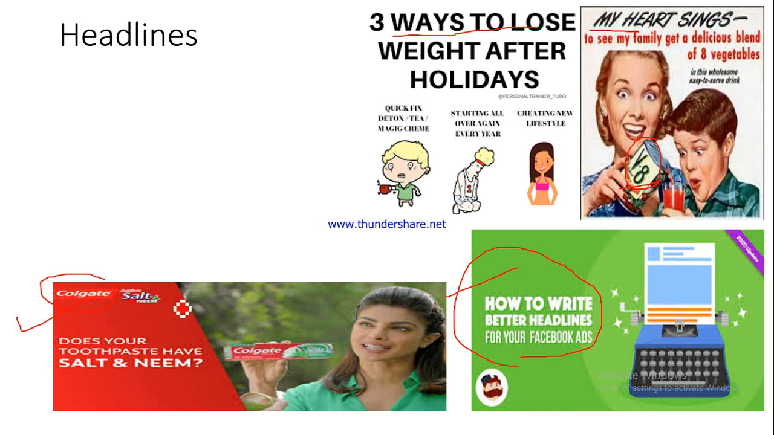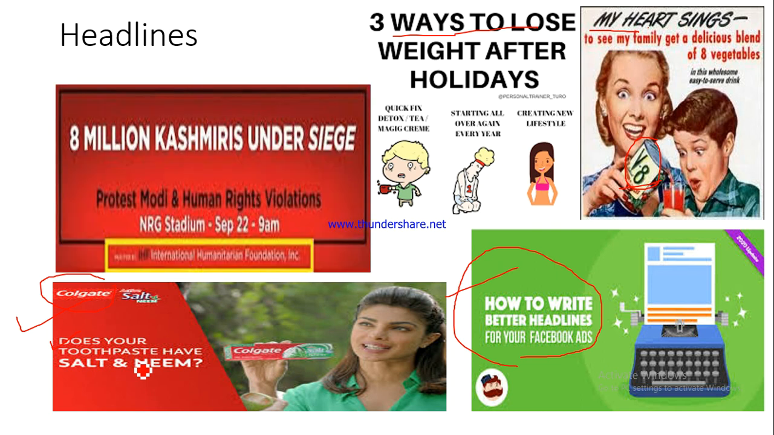So Priyanka Chopra is posing a question, and you see the prominently displayed brand name here, Colgate Salt Neem. They're not coming up with any kind of copy here. There is no copy, you see. This is the headline. There is no copy, but they have been able to make their point, and what they have claimed is that their toothpaste has both salt and neem, which are good for oral health, right?